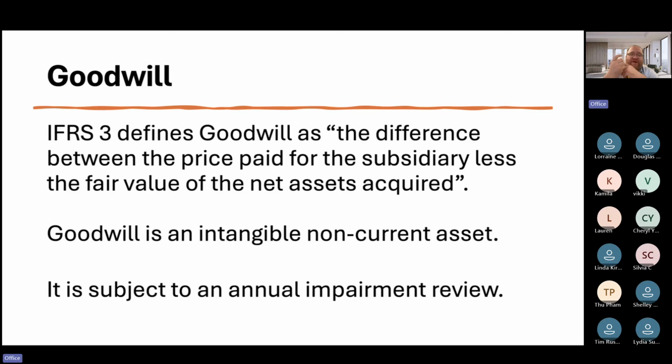So it might be that fair value of the net assets might be £1 million. What did you pay for the subsidiary? 1.5. The difference is £500,000. So you got £500,000 of goodwill.